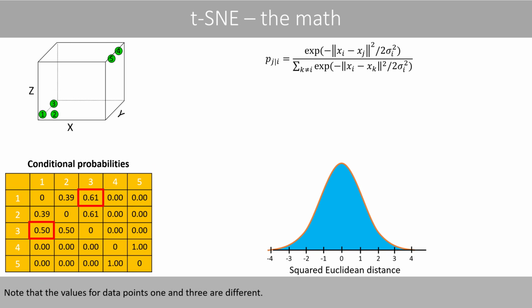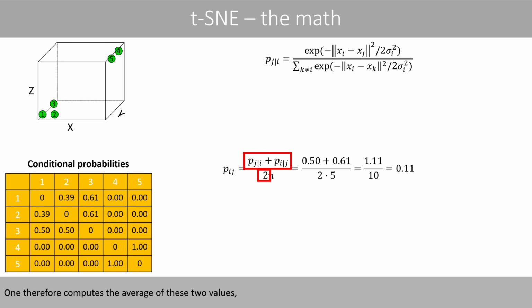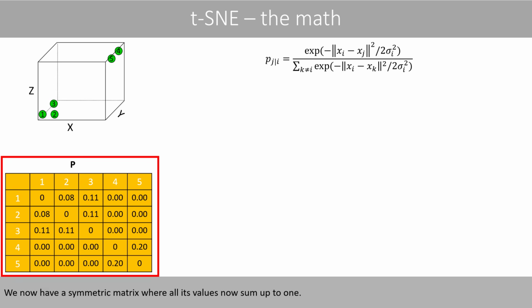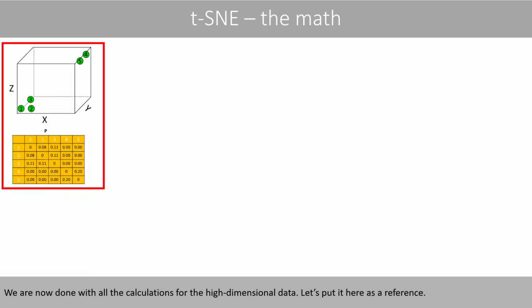Note that the values for data points 1 and 3 are different. One therefore computes the average of these 2 values and also divides by the sample size. In this case, we get a value of 0.11 that we plug in here. Then we compute the same for the other elements. We now have a symmetric matrix where all its values now sum up to 1. We are now done with all the calculations for the high-dimensional data. Let's put it here as a reference.